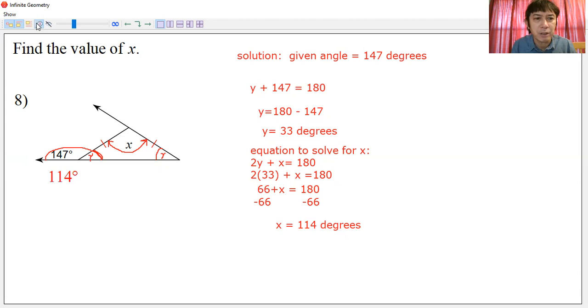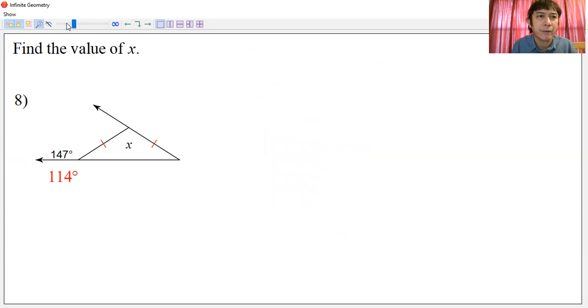All right, you can see the answer blinking on screen. So that should be 114 degrees. That goes to our number 8. Let's continue with number 9. All right, here's number 9.